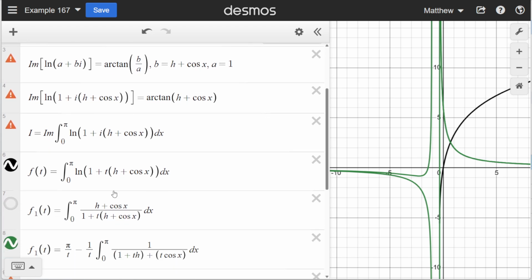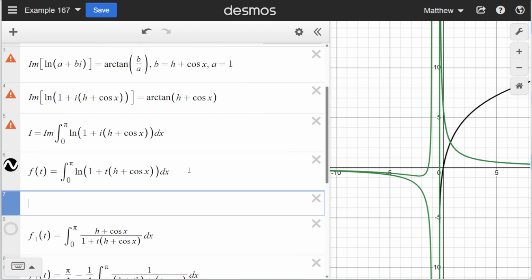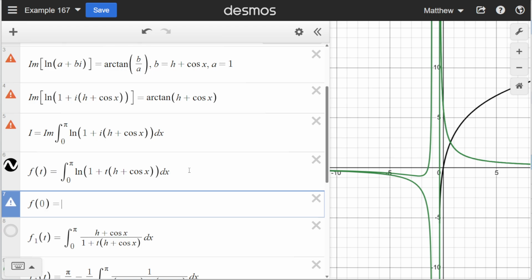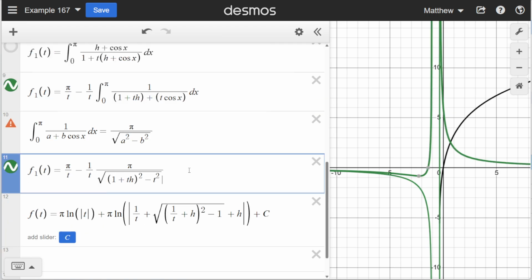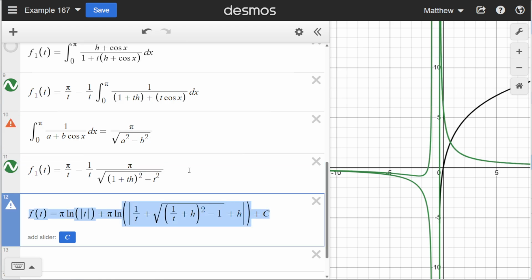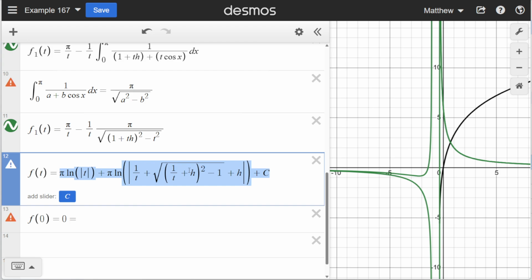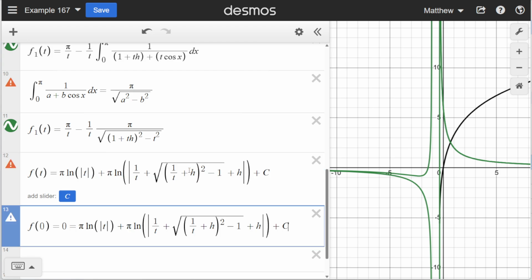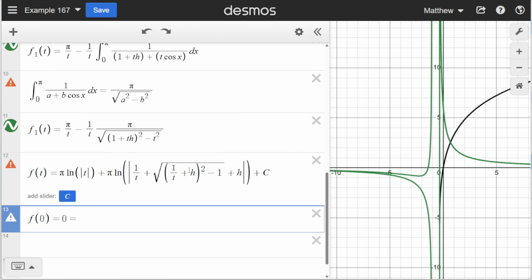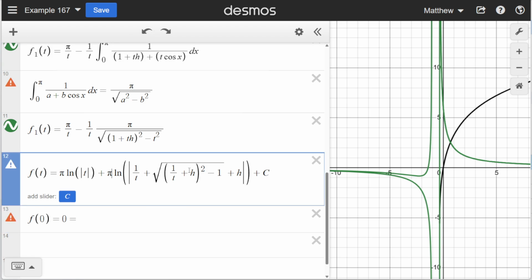All right, so let's see. If f of t is equal to this, then f of 0 is equal to 0. So we can say that f of 0 equals 0, but it's also equal to this expression where t is 0. Okay, it doesn't look like we're going to be able to plug in t as 0 directly. So what we're going to want to do is clean this up a little bit. All right, so what I'm going to do is factor out a pi.